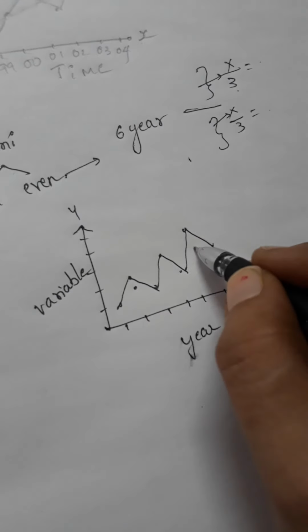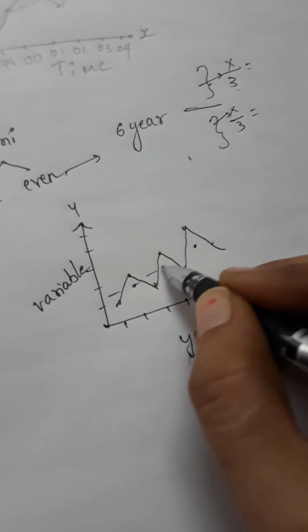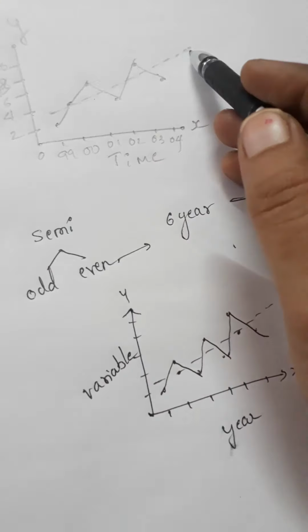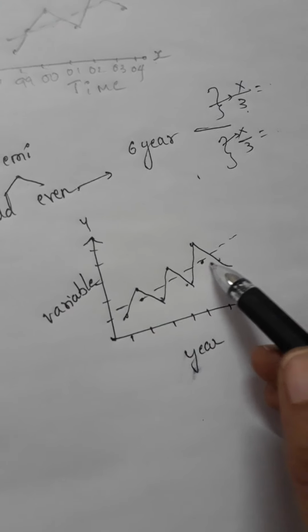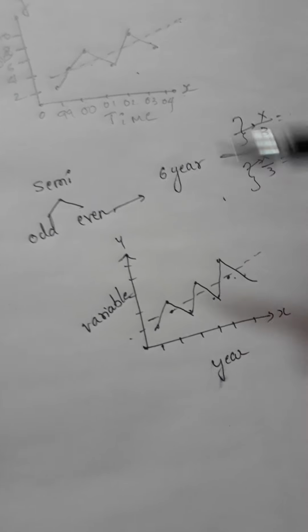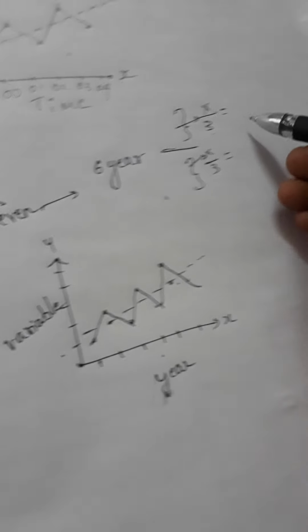For example, 2 dots like this, and then join the 2 dots. It is called the secular trend. See, in the graphical method there are no dots, you simply draw the line. Here, with the 2 dots, you are going to draw the line. That is the difference between the graphical method and the semi-averages method.